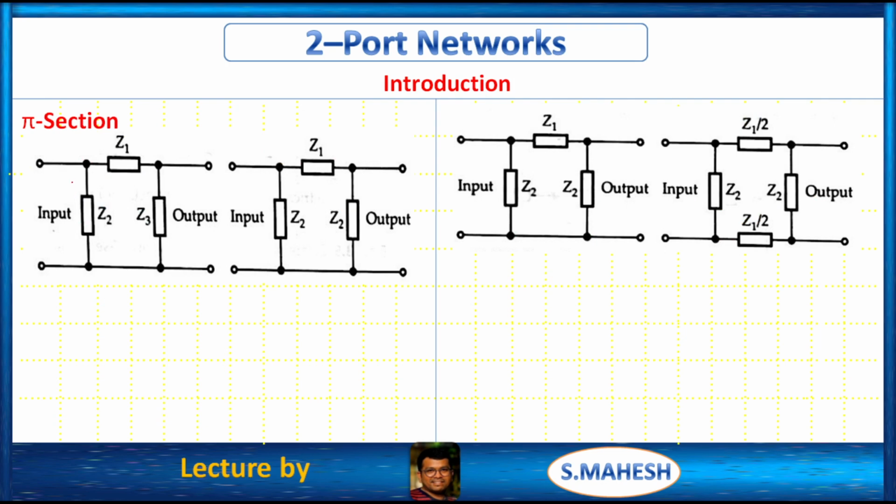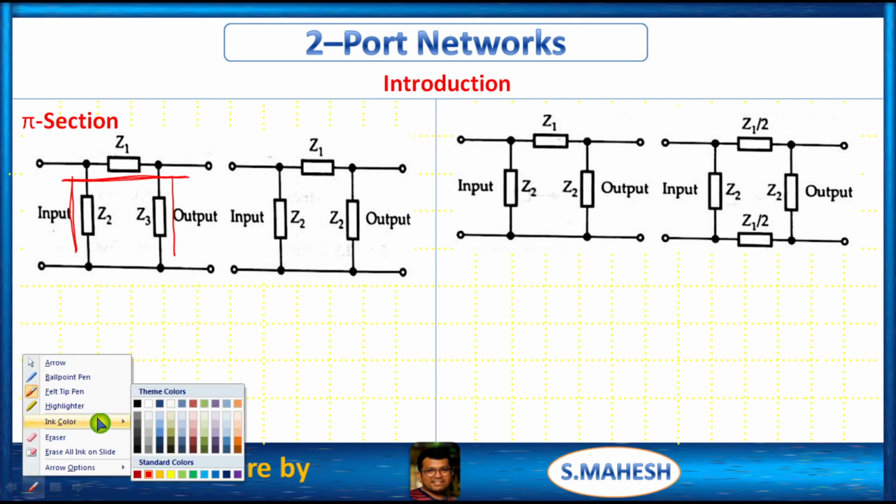Now this is what? Pi. It looks like pi, right? Pi section. So it looks like pi. That's why this is called pi section. See, here the upper arm is nothing but Z1. Like that, the upper arm is nothing but Z1. Clear? Now this is Z2, Z3. Here also Z2, Z2. Then tell me which one is symmetrical, which one is unsymmetrical.